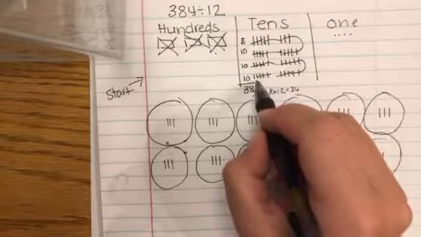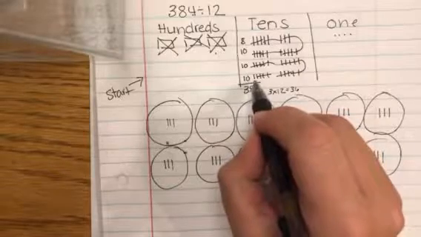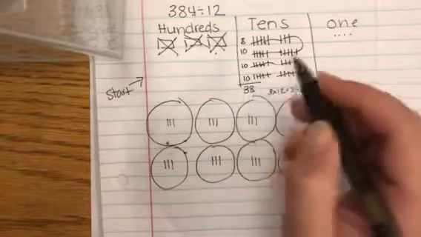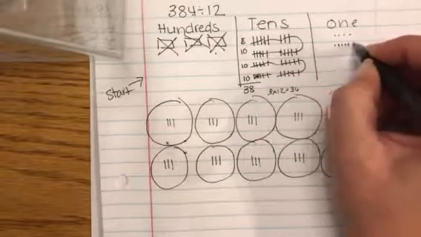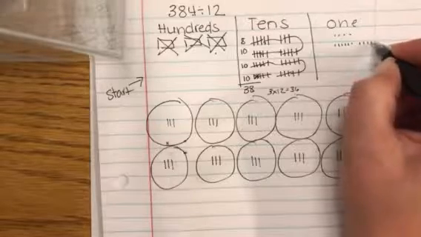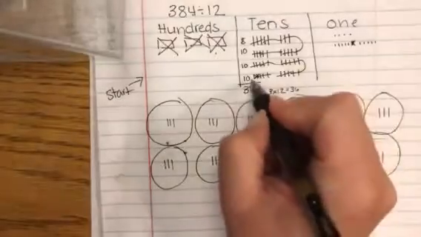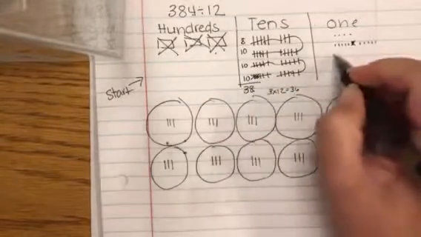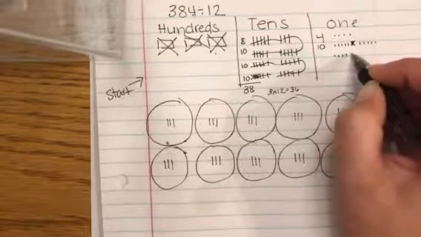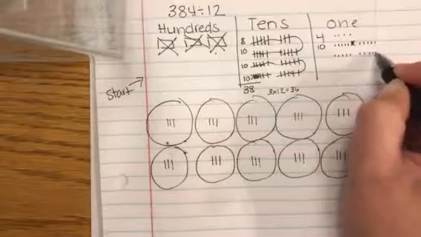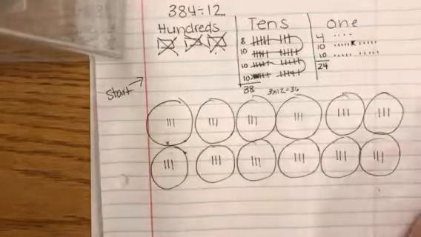Pause it, see if anybody knows. Okay, so if anybody said that I'm going to trade them, you are correct. So I'm going to trade a 10 for 1, 2, 3, 4, 5, 6, 7, 8, 9, 10. Oh, big mess up. That's when pencils are nice. I'm going to trade this one. So remember, I started with 4. I just added 10: 1, 2, 3, 4, 5, 6, 7, 8, 9, 10. So I have a total of 24.